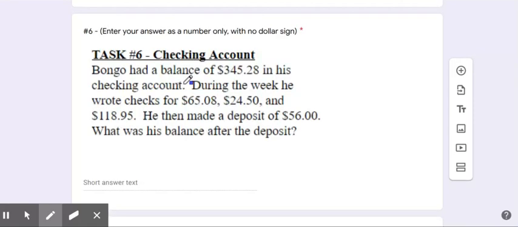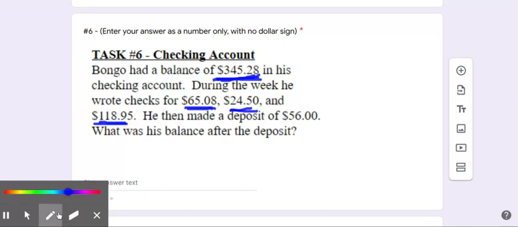Task number 6 is about a checking account. Bongo had a balance of this much in his checking account, and during the week he wrote checks for this amount, and this amount. And if you're writing a check, of course, you're paying that money. So if you start with $345.28, you'll need to subtract this check, subtract this check, and subtract this check. Okay? And then it tells us that he made a deposit. Now, a deposit, remember, is money goes into your account.